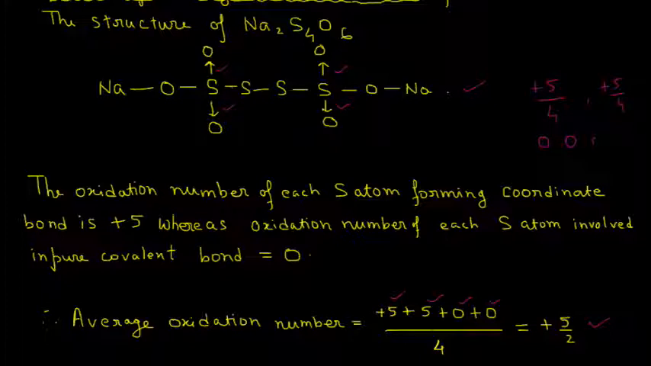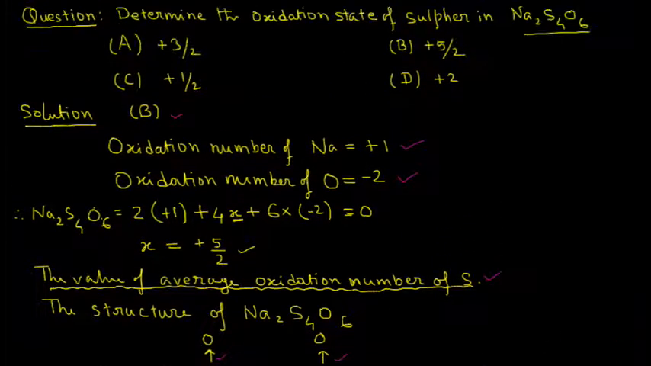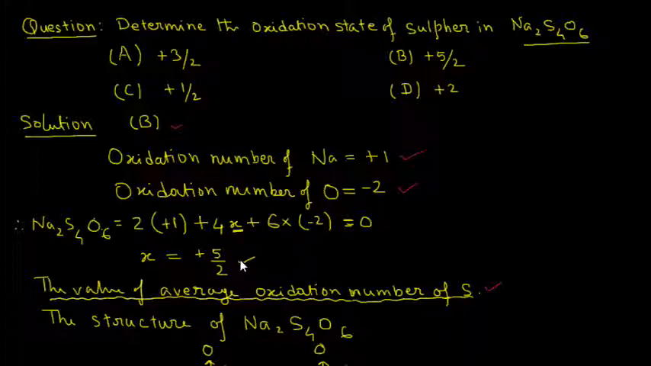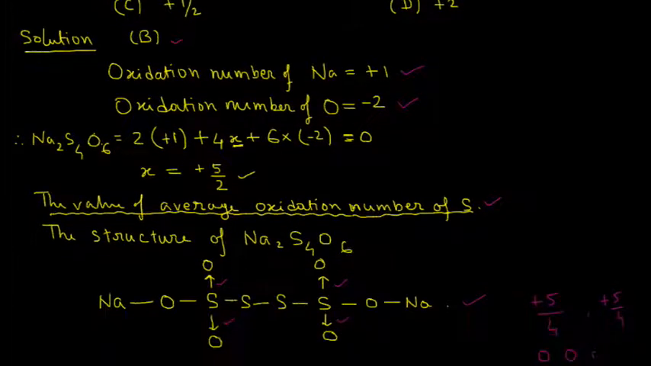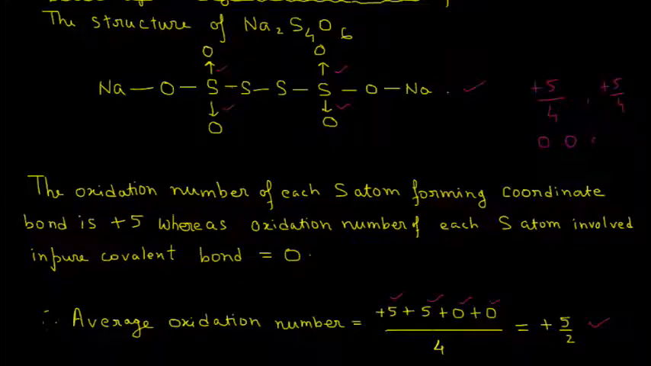This was the question. In our case it is the same, but in different cases it might be different. Here we have already found X is equal to +5/2, and after drawing the structure, taking the coordinate and covalent bonds into account, it is also +5/2. But this is the correct way to proceed with such sums. Next question.